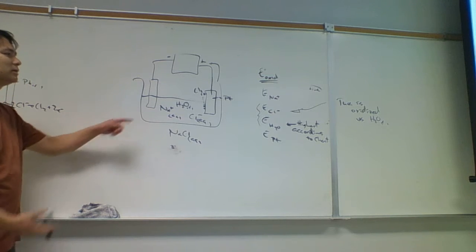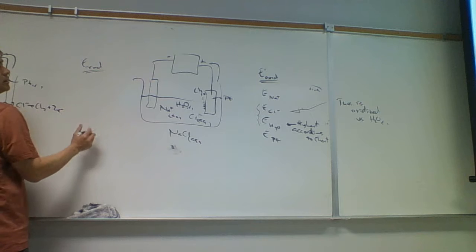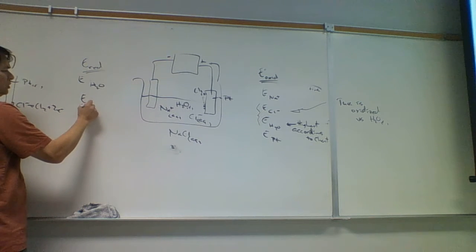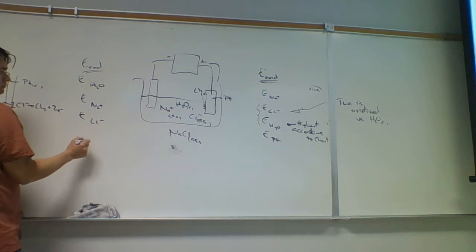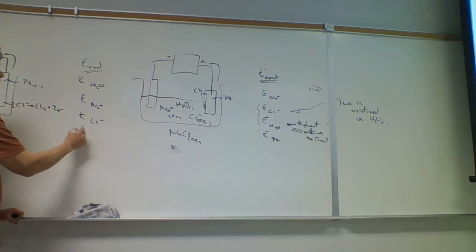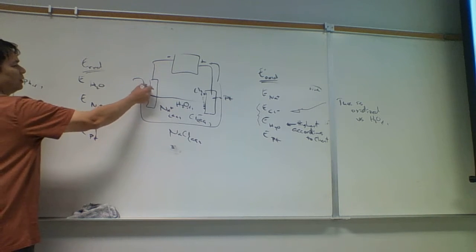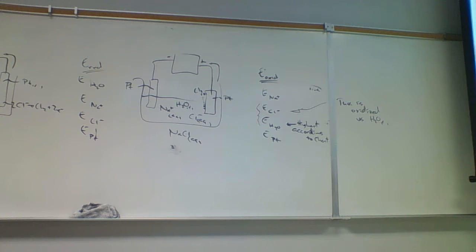In fact, let's see over here. Over here, we want to do the reduction. What has the highest reduction potential? Well, we got water. We got sodium ions. We got chloride ions. And we got platinum. Well, platinum is very unreactive, so I'm not going to worry about that. And so what has the highest reduction potential? Water, sodium ions, or chloride?